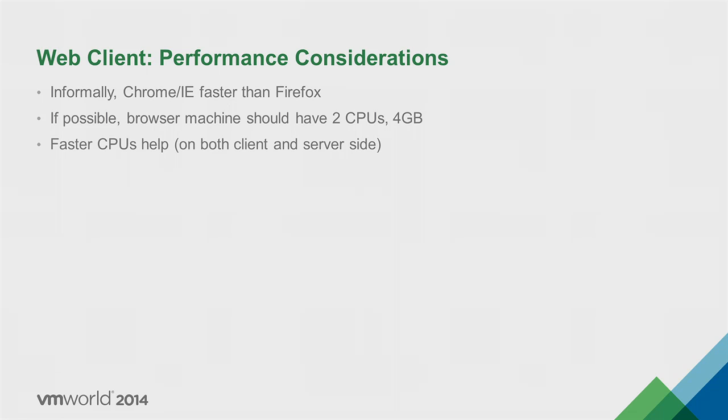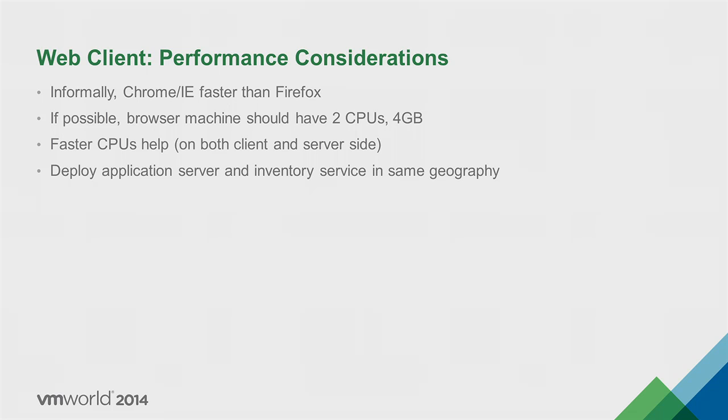It may sound kind of obvious, but faster CPUs definitely help. And I'm talking about faster CPUs not just on the machine running your browser, but also on the machine running your vCenter server and your application server. The reason that's not necessarily obvious is that in the past, we had some synchronization bottlenecks that couldn't really take advantage of faster CPUs, but we've done a huge amount of work in relieving those. As a result, we can take advantage of faster CPUs on the vCenter side, and you can clearly take advantage of them on the browser side.